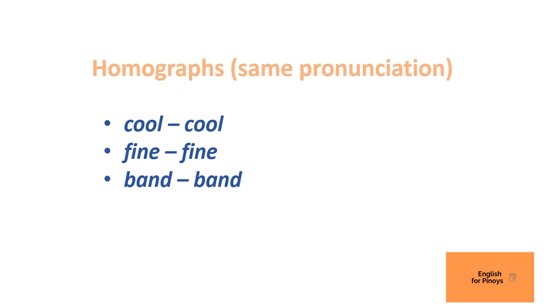And then you have the word fine. Fine is an adjective, meaning just being satisfactory or in a satisfactory condition. But as a noun, fine means money that's extracted as a penalty. Okay? And then our last example is the word band. Band like rubber band or wristband, but band as a group of musicians, playing music. Okay? Same pronunciation, same spelling, but different meaning. So those are homographs with the same pronunciation.